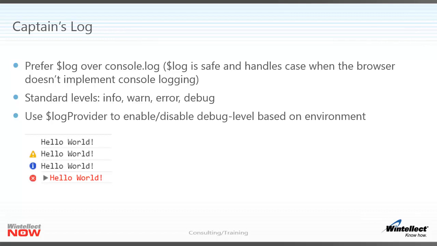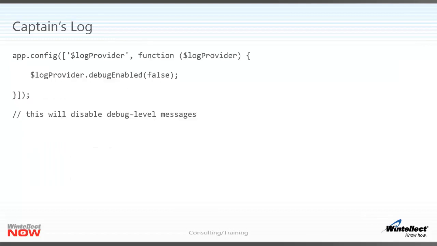The image here shows what those messages look like in Chrome's console log. You can see that there's a debug, a warning, an informational, and an error message respectively. And this code snippet shows how you would configure the provider. During the configuration phase, you simply pull in the log provider, and then you can disable the debugging by calling debugEnabled with the parameter false.